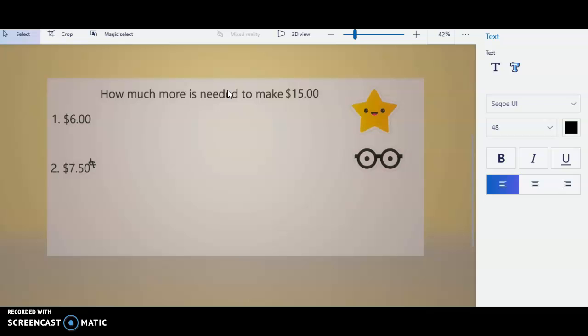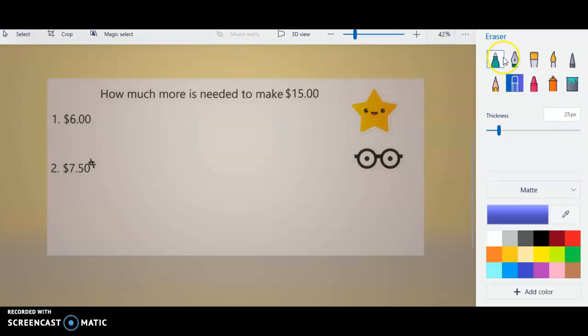Today we're going to be continuing with subtraction of money, but we're going to be looking at it in a different way. Our question here says, how much more is needed to make $15? The goal is that we want to make $15 and we want to know how much more they need to make $15 based on the amount shown here. So if I have $6, how much more do I need to make $15?